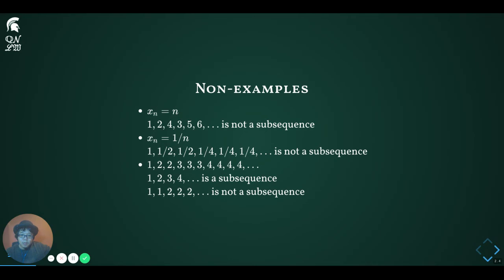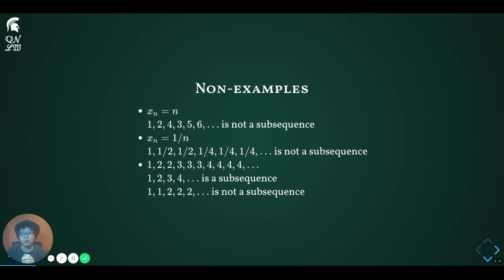In the third case, the original sequence looks like 1, 2, 2, 3, 3, 3, 4, 4, 4, 4, and so on. For the list 1, 2, 3, 4, and so on, this can be achieved as a subsequence. In fact, there are many ways to do this. N sub 2, for example, can either be 2 or 3. And n sub 4 can be 7, 8, 9, or 10, since the term 4 appears as the 7th through 10th term of the original sequence.